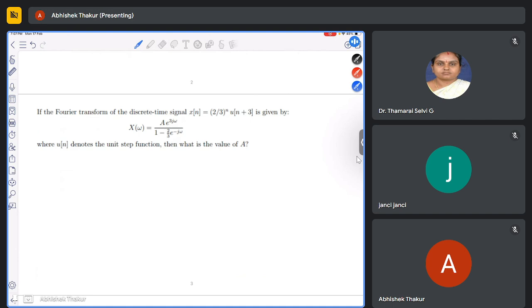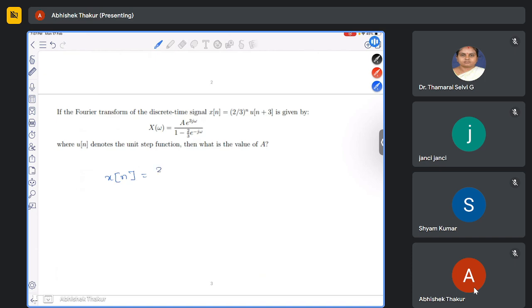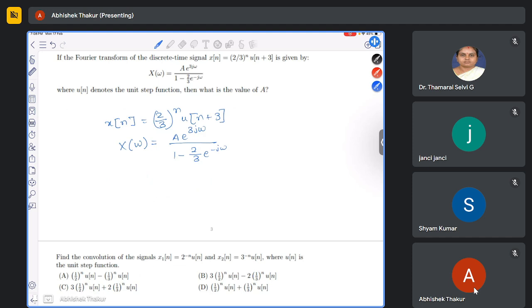The second question is: if the Fourier transform of the discrete time signal x[n] is equal to (2/3)^n u[n+3], the Fourier transform X(omega) is given as 8 e^(3j omega) divided by 1 minus 2/3 e^(-j omega). This is given.